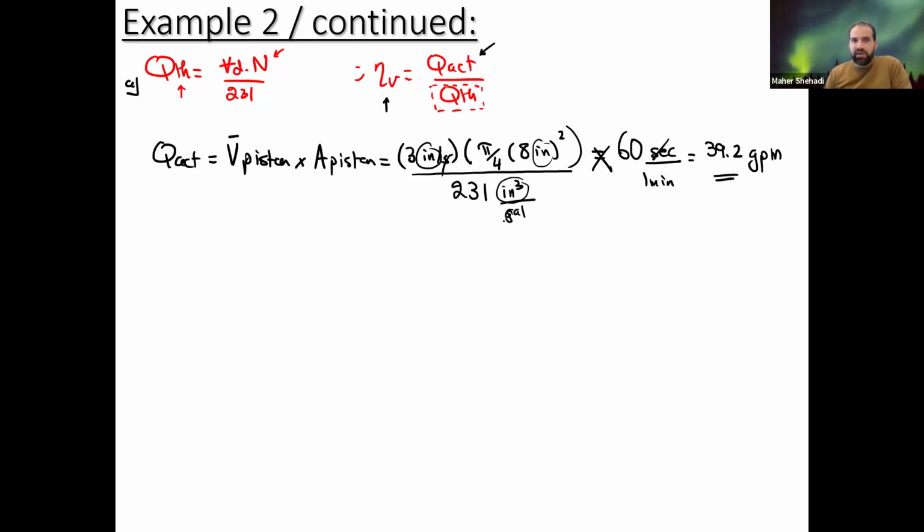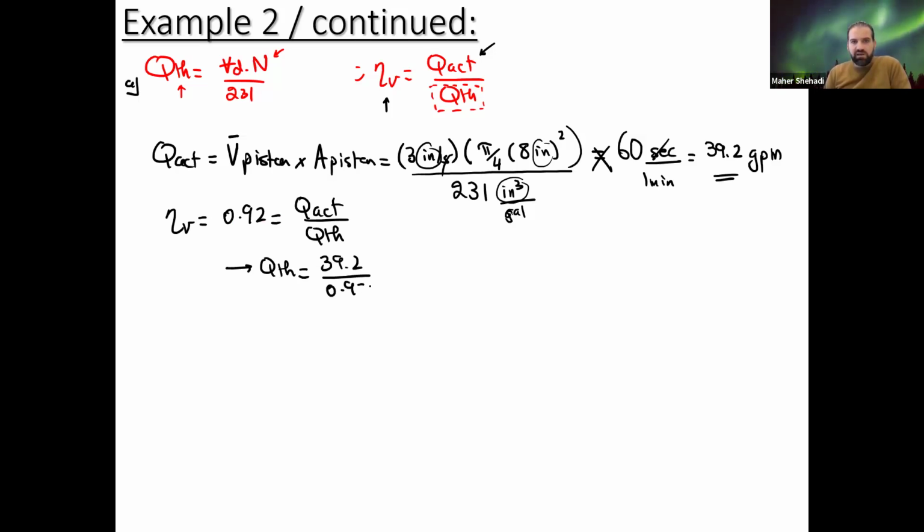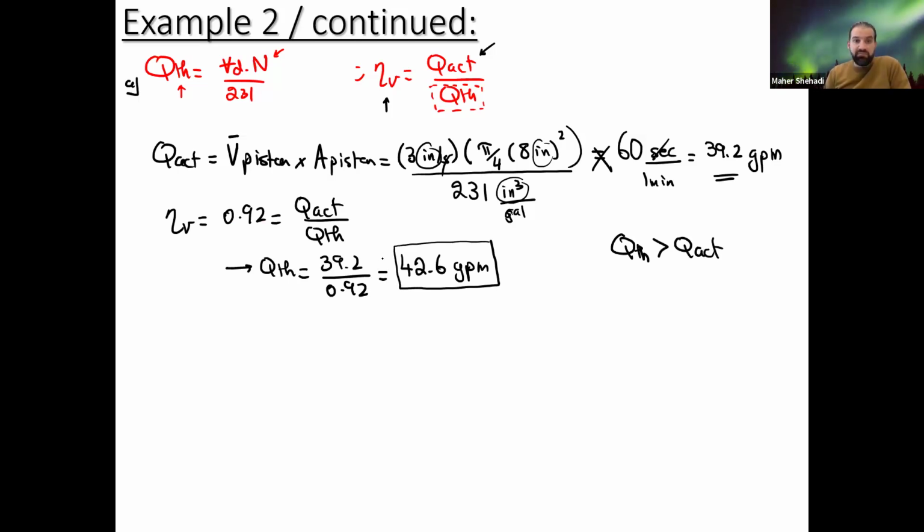Now, the volumetric efficiency is 0.92. That's equal to Q actual divided by Q theoretical. Therefore, Q theoretical is Q actual, 39.2, divided by 0.92. And that would give me 42.6. Again, just make sure of this one: don't multiply by 0.92. I said make sure that Q theoretical is always higher, larger than the actual. So that might be a help if you flip those for some reason.